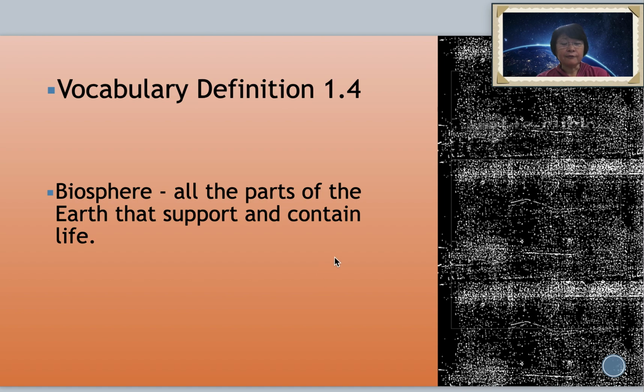Taking a look at our vocabulary definition, in this section there is only one vocabulary, and that is the biosphere. The biosphere is the area where all the parts of the earth that support and contain life are. So essentially, it's the entire earth.